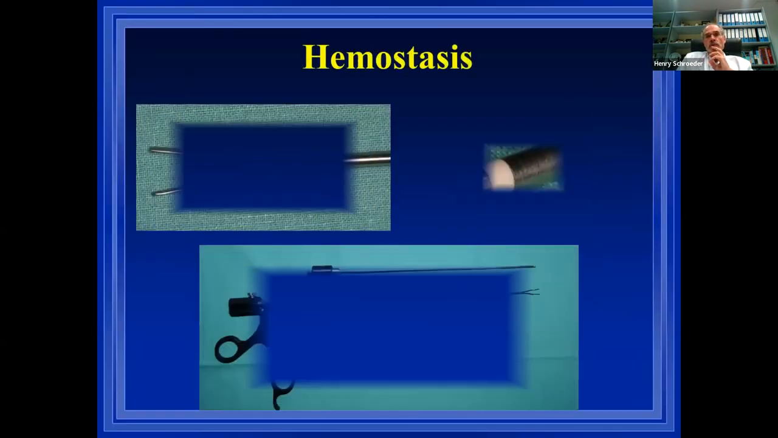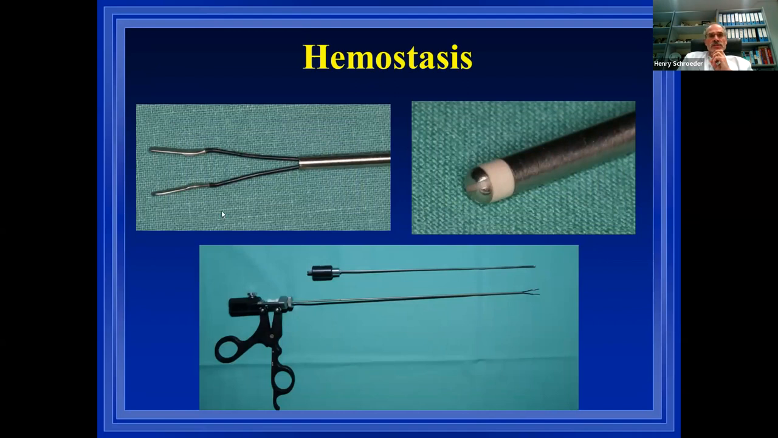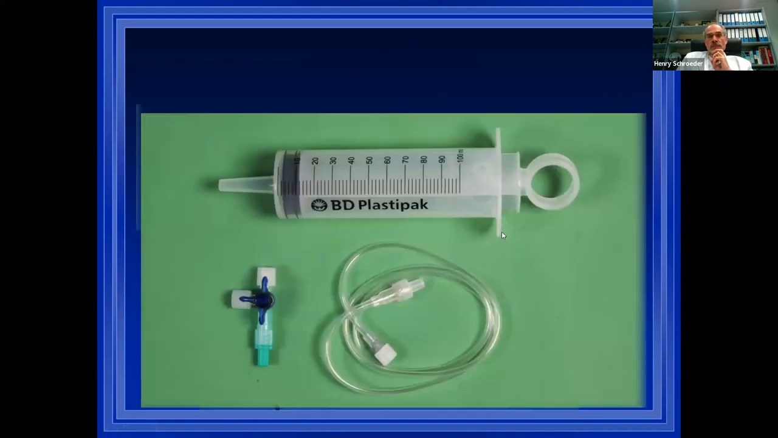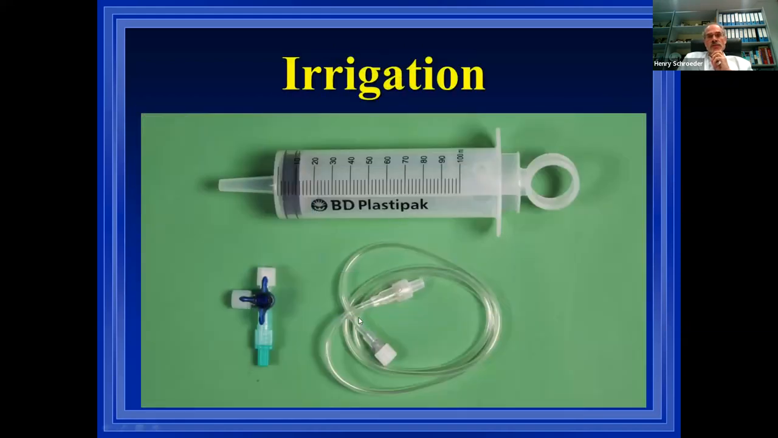Hemostasis is, of course, very important if you deal with tumors. So we have a bipolar diathermy forceps, and we have a bipolar probe. For irrigation, we have simply a tube which is connected to a syringe, and then we irrigate. You can also use a machine for irrigation.